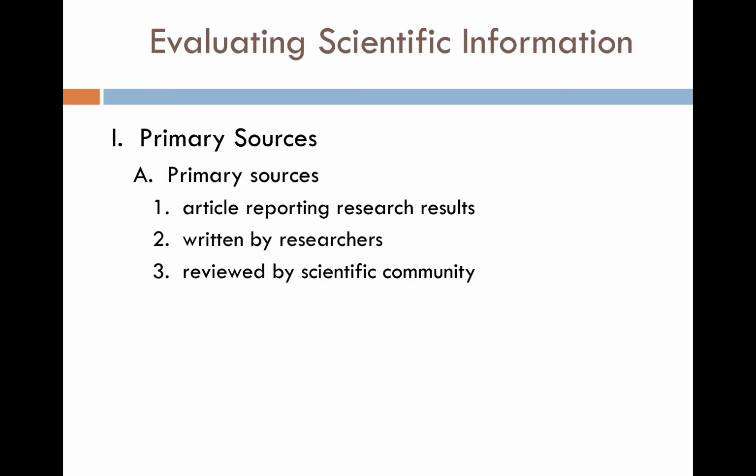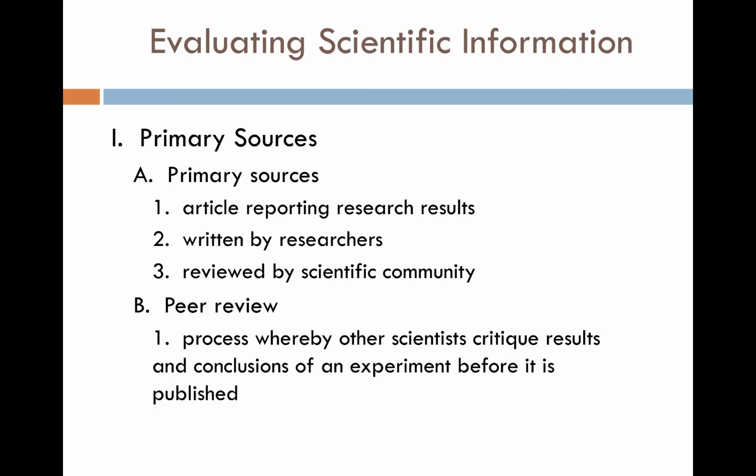Okay, and with the peer review process, we've talked about it a little bit in the past, but I want to go over it in a little bit more detail. With peer review, it's the process whereby other scientists that are specialists in that field are going to critique the results and conclusions of the experiment, and that's going to be before the manuscript is published into an article. So that peer review process is really going to help to increase confidence in that scientific information because of that peer review process.